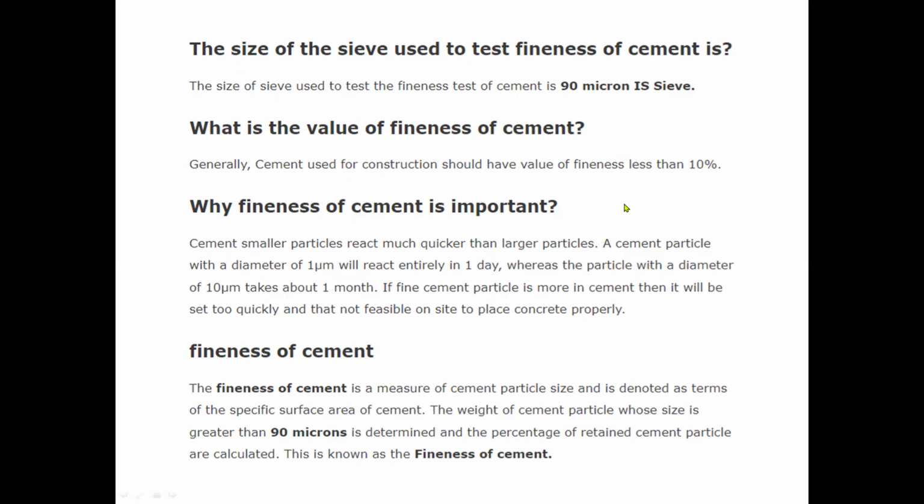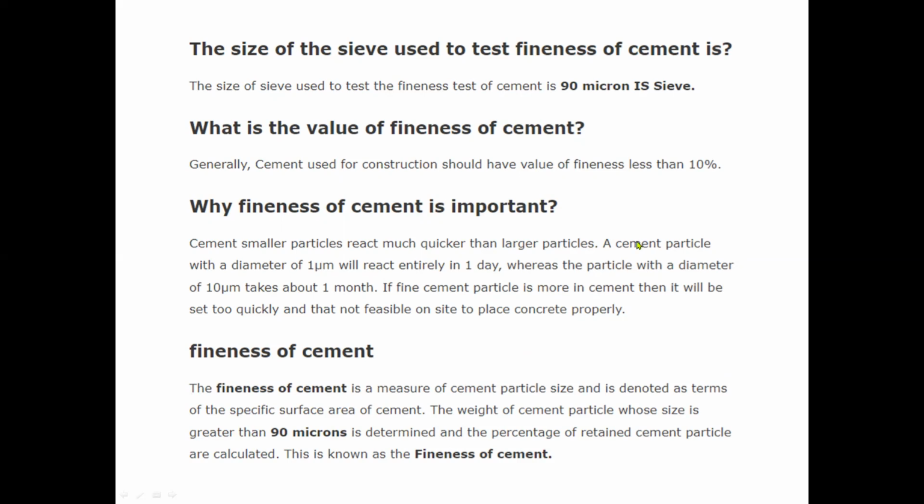Why is the fineness of cement important? Smaller cement particles react much quicker than larger particles. A cement particle with a diameter of 1 micrometer will react entirely in 1 day, whereas a particle with a diameter of 10 micrometers takes about 1 month. If there are more fine cement particles in the cement, it will set too quickly, and that is not feasible on site to place concrete properly.